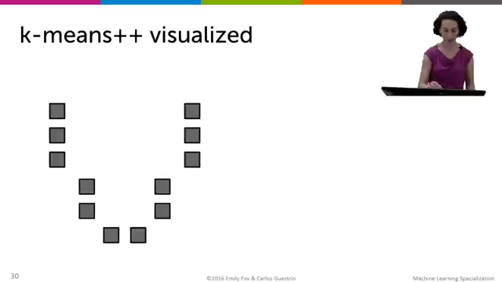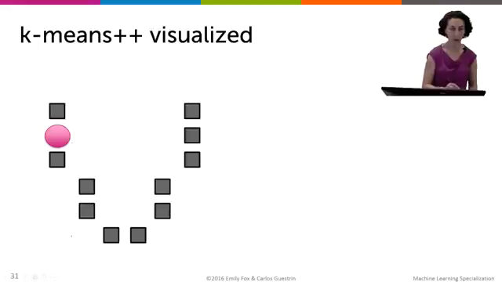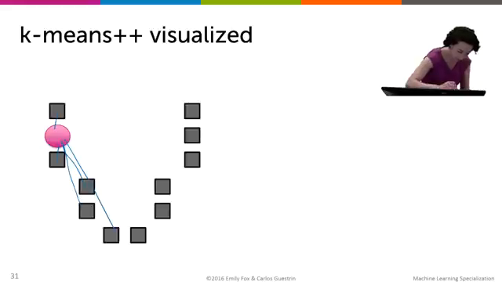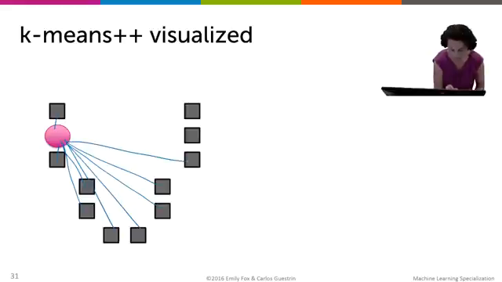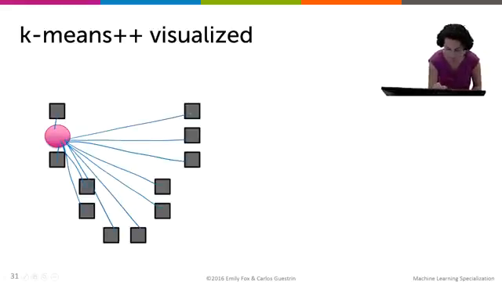So again, here are the data points that we wish to cluster, the same example that we've been using. And the first step of our k-means++ algorithm is just to select one of these data points at random and call this the first cluster center. Then the next step of the algorithm is to compute distances to this cluster center. And then based on the square of these distances, we're going to sample a new cluster center.